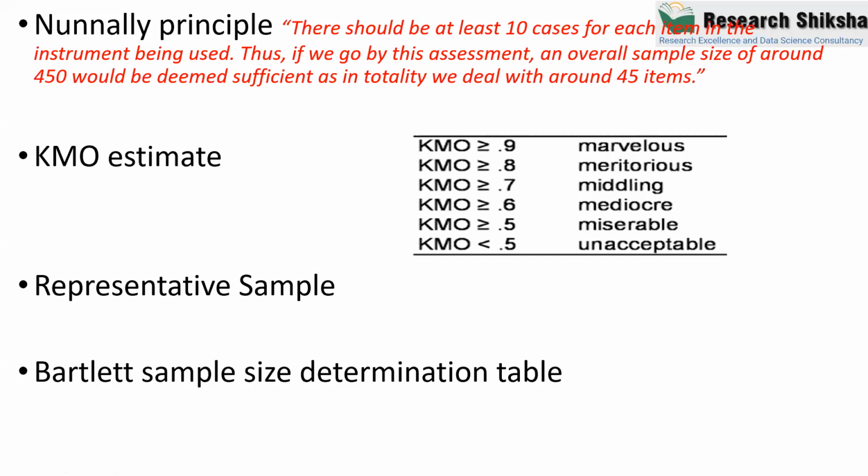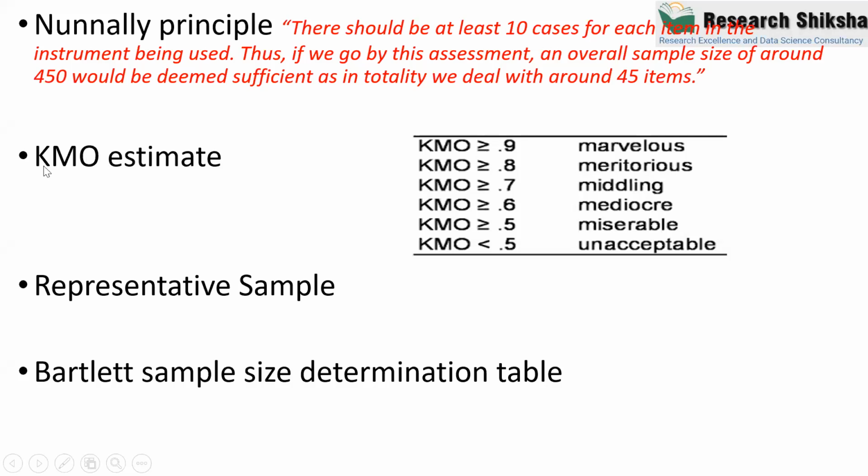So if you have a questionnaire with 30 items, then a sample size of 300 is required. The Nunnally principle is the most famous principle for justifying your sample size. So if somebody asks why your sample size is 300 or 400, you can say that I'm measuring 550 statements or 300 statements, so my sample size is more than 10 cases per item. This is the justification of my sample size. And the second method I have seen researchers apply is that they calculate the KMO estimate.